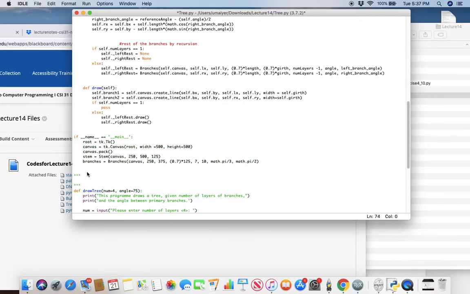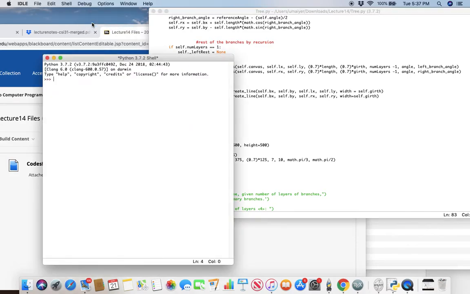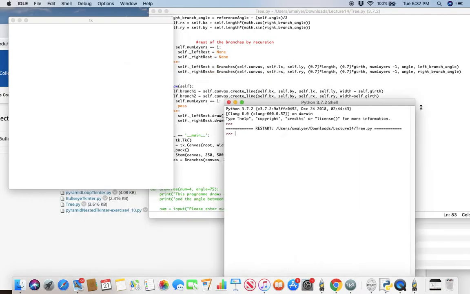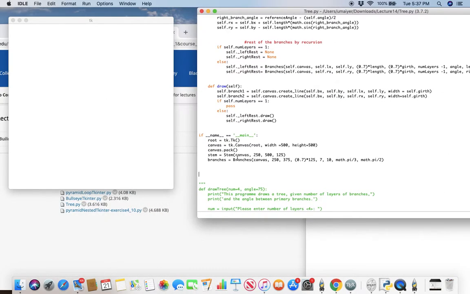You want to draw it, so I have a small piece of code to run it. Let's see. First of all, nothing is drawn. I've just created some objects. One is a stem, the other is a branches. The object itself is called branches.